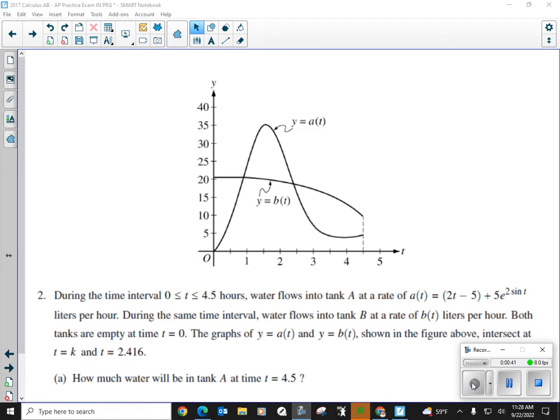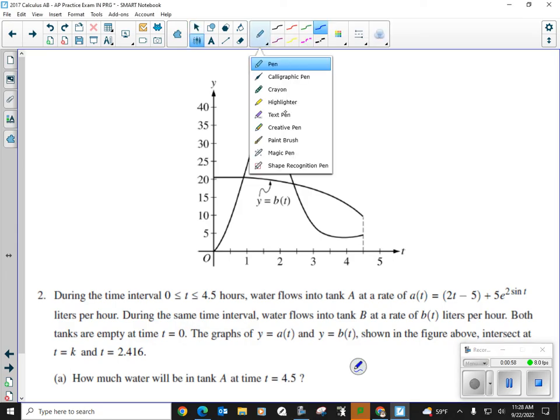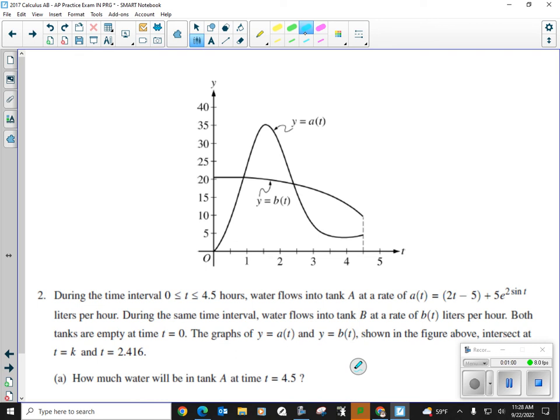Number 2. My, that's a fancy graph. During the time interval where t is greater than or equal to 0 and less than or equal to 4.5 hours, water flows into tank A at a rate of A(t). So let me first establish this. Here's the rate of A. It's this equation. And that's this graph right here.